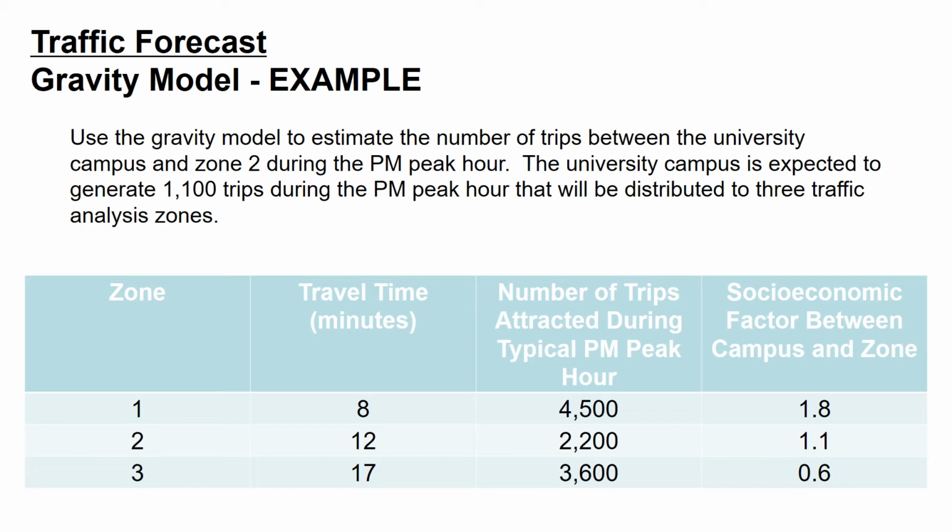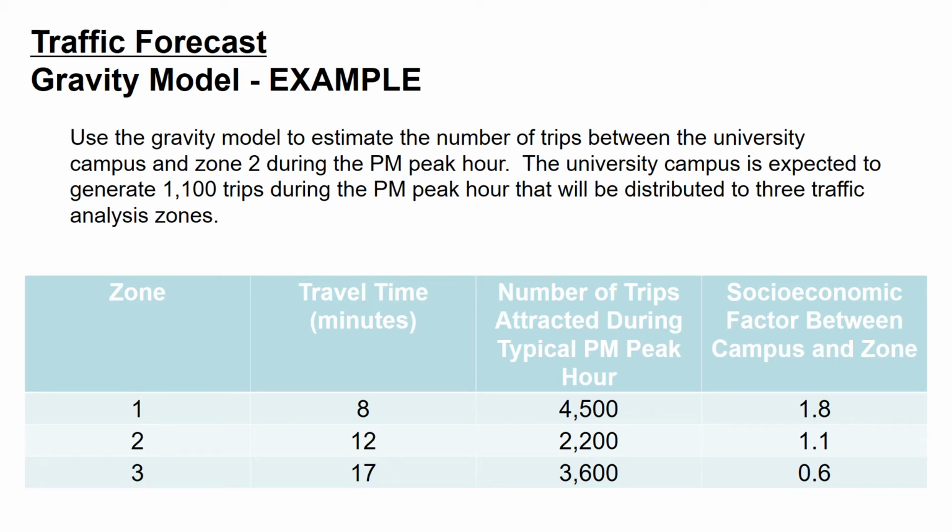So we have some data on each zone. We've got the travel time in minutes. We've got the number of trips attracted during a typical PM peak hour. That doesn't mean from our zone in particular. It's just that's what these zones are attracting during the PM peak hour. And this is going to give us an idea of how it's going to influence how those 1,100 trips from our campus are going to be distributed.